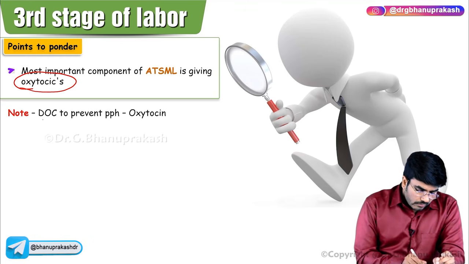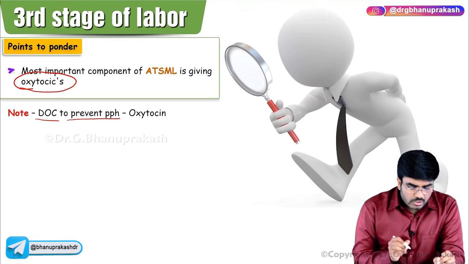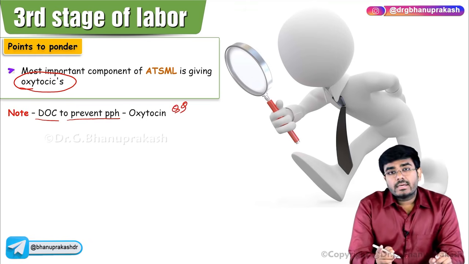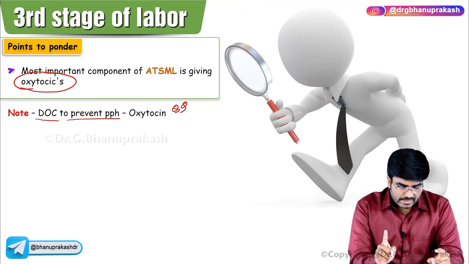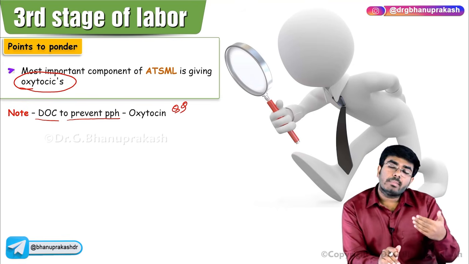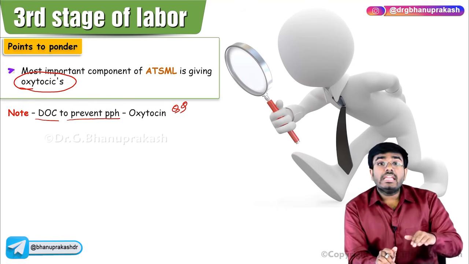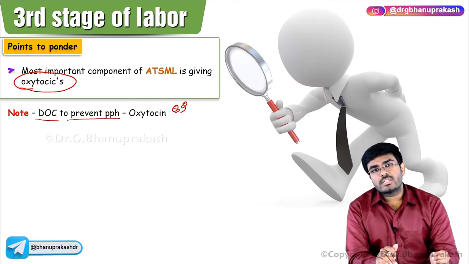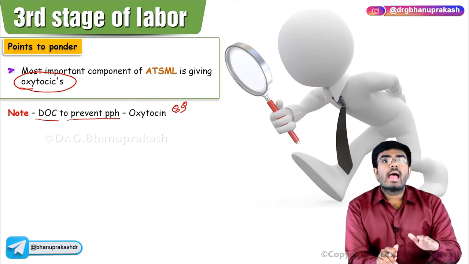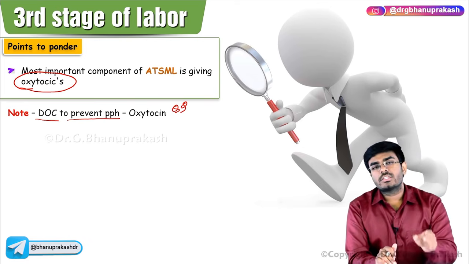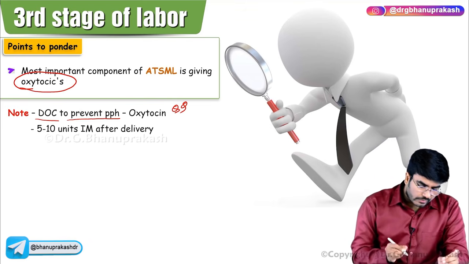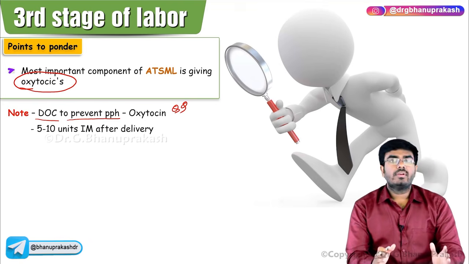Now, what is the drug of choice to prevent postpartum hemorrhage? It is oxytocin. Later, in the second part of the video, I will be discussing the treatment of postpartum hemorrhage. Even for the treatment I will be using oxytocin, and for prevention of postpartum hemorrhage also I will be using oxytocin. So the most preferred drug for prevention as well as treatment is oxytocin. Now how much oxytocin should be given? 5 to 10 units intramuscularly after delivery.